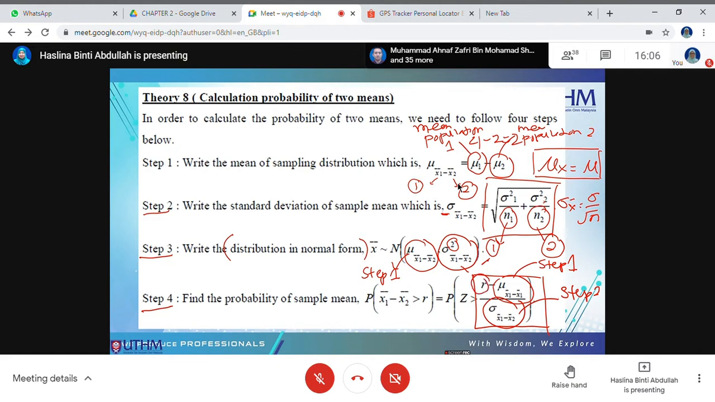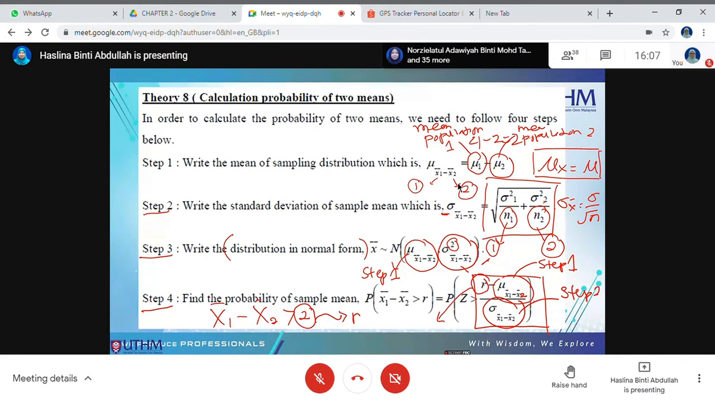R refers to the value for the difference between two means. For example, we want to find x bar for sample 1 minus x bar for sample 2 larger than 2. So 2 refers to the R. So just substitute in this formula R as 2, and mu x bar 1 minus x bar 2 refers to the value in step 1, and sigma x bar 1 minus x bar 2 refers to the value from step 2.